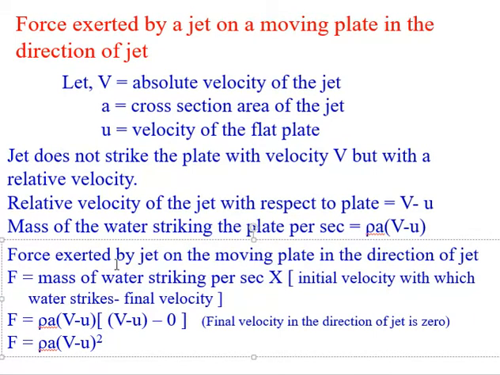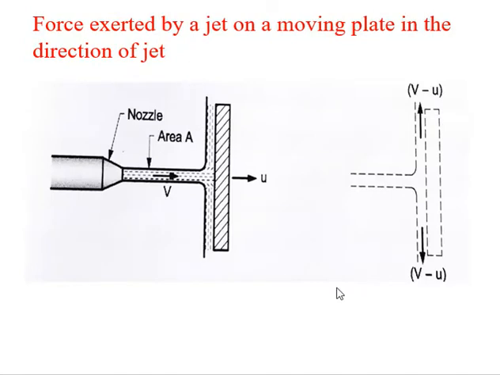Here we have to calculate the force exerted by the jet on the moving plate in the direction of the jet. Therefore, capital F is equal to the mass of water striking per second times initial velocity minus final velocity. Here the initial velocity is V minus u, and after striking the plate in the direction of the jet, the velocity will be 0. Therefore, the final velocity is 0.